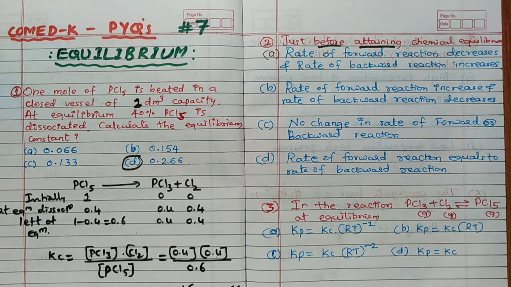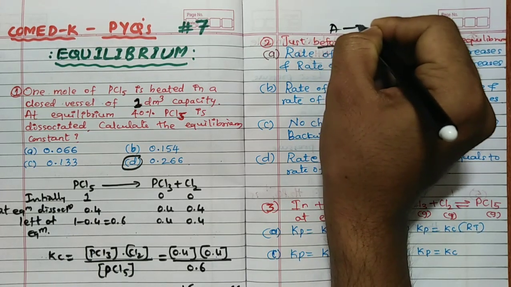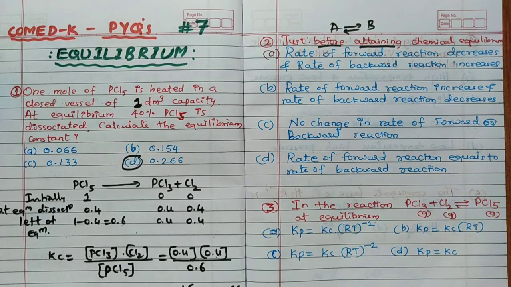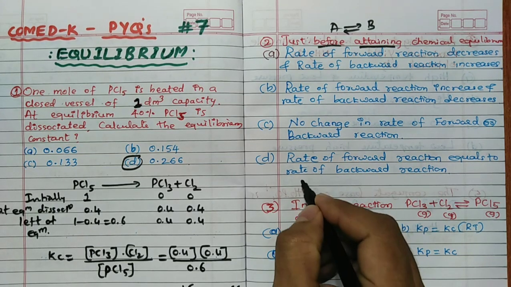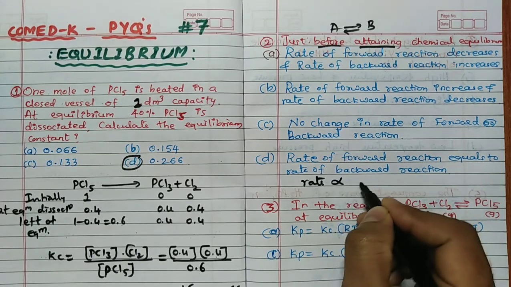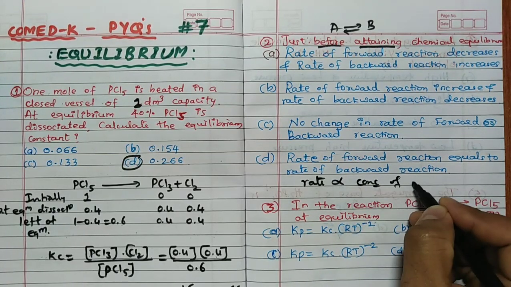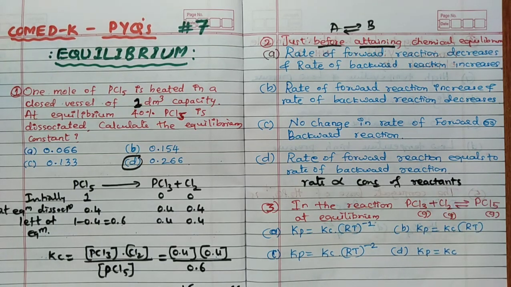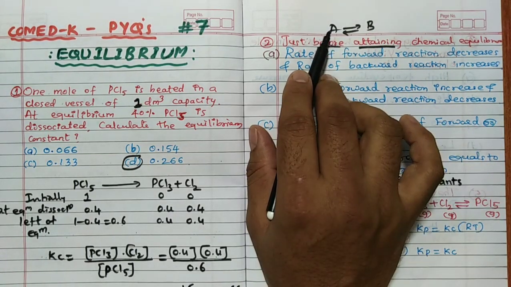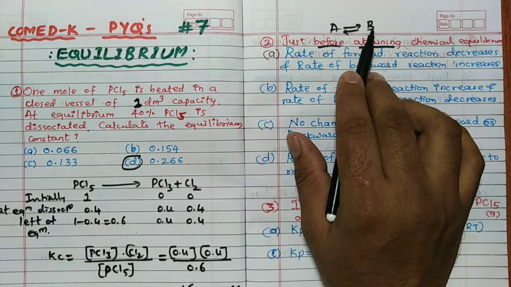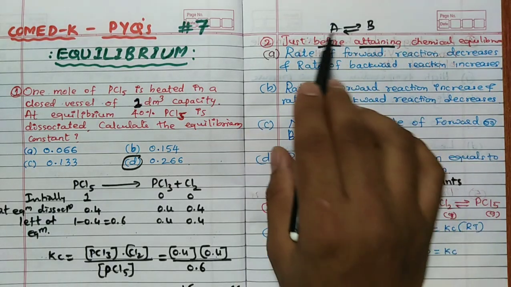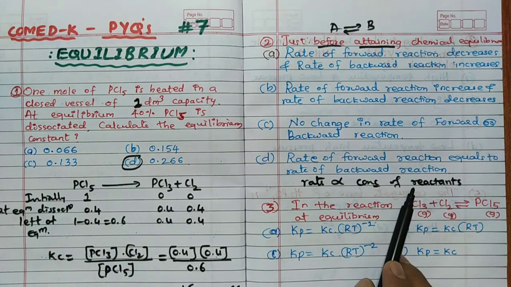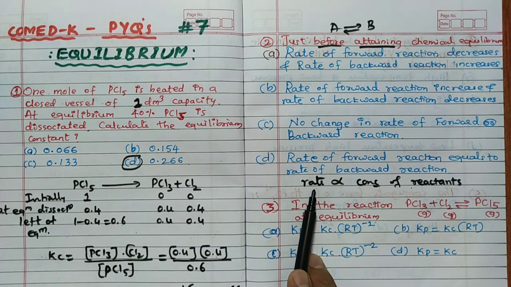So just before attaining equilibrium, one thing I will tell you: A gives rise to B. Correct? A is the reactant, B is the product. So always remember, according to the law of mass action, what do we say? The rate of the reaction is directly proportional to the concentration of the reactants. Remember, reactants. Right? So A to B, A is the reactant; B to A, B is the reactant. Correct? As the reaction proceeds, remember, A concentration goes on decreasing. If A concentration decreases, the rate also decreases.